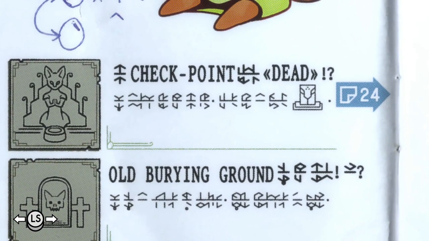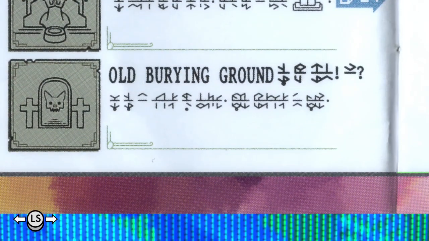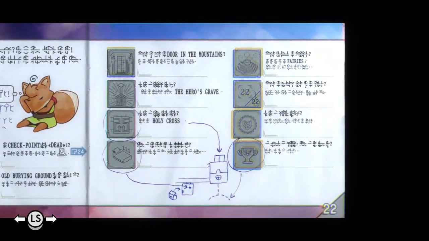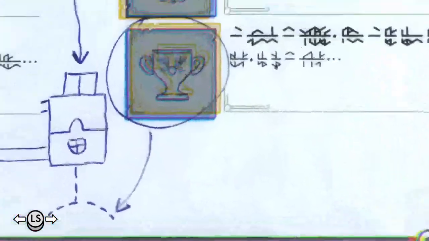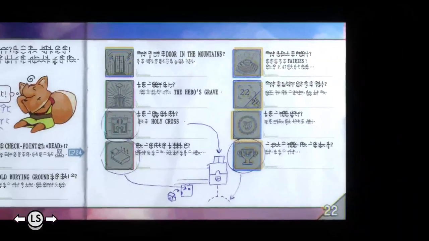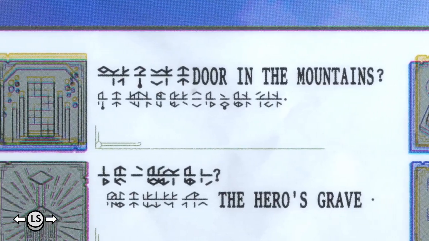The checkpoint says dead. It must see to the core. Look for a nearby pillar. Page 24. Old burying ground is too hard. Why? It is a place of despair. Only ghosts may enter. Okay, page 21 down. Page 22. This is another Golden Path page. We will see what it means next episode.